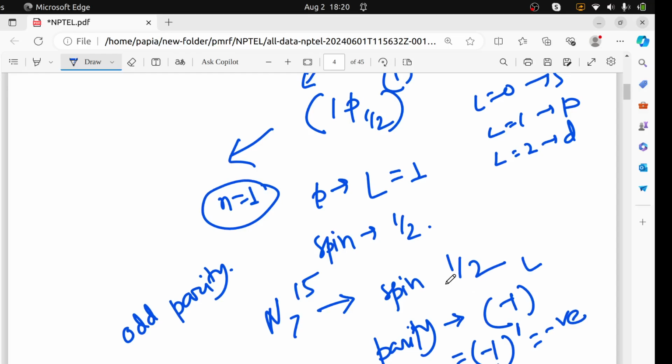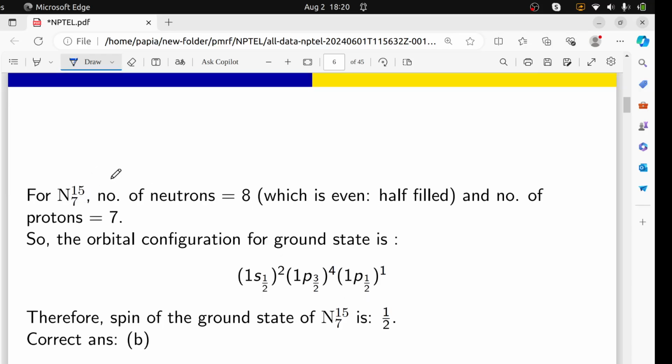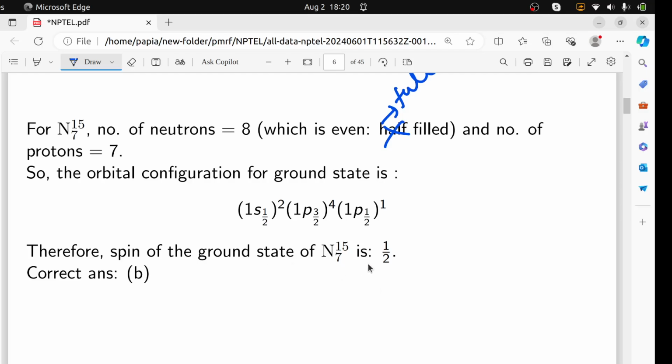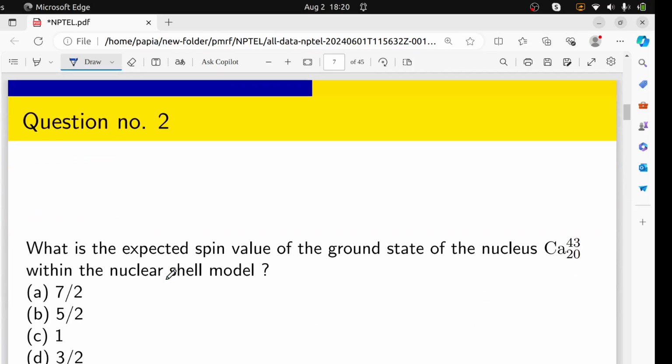So for this case, spin was half and parity is negative. I have also written here the keyboard notation. For N750, number of neutrons are 8, which is even, half filled, actually it is not half filled, it is fully filled. The number of protons are 7, so the orbital configuration for the nuclear state is this one. Therefore the spin of the ground state is half, which is the correct answer B. Okay, fine. Now coming to the next question.